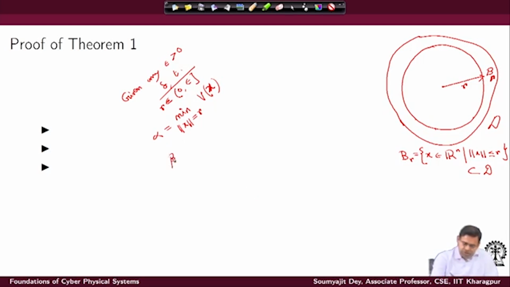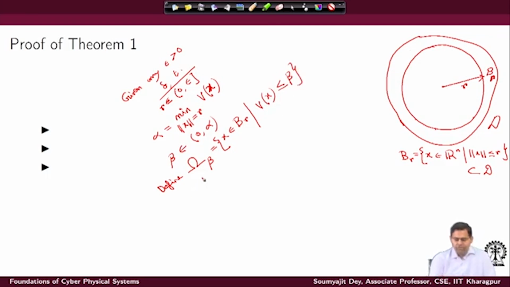Now, you choose a value beta which is between 0 and alpha. And then let us define another inner set of this sphere Br. So, you are defining these points, those points of Br for which V x is less than or equal to beta.